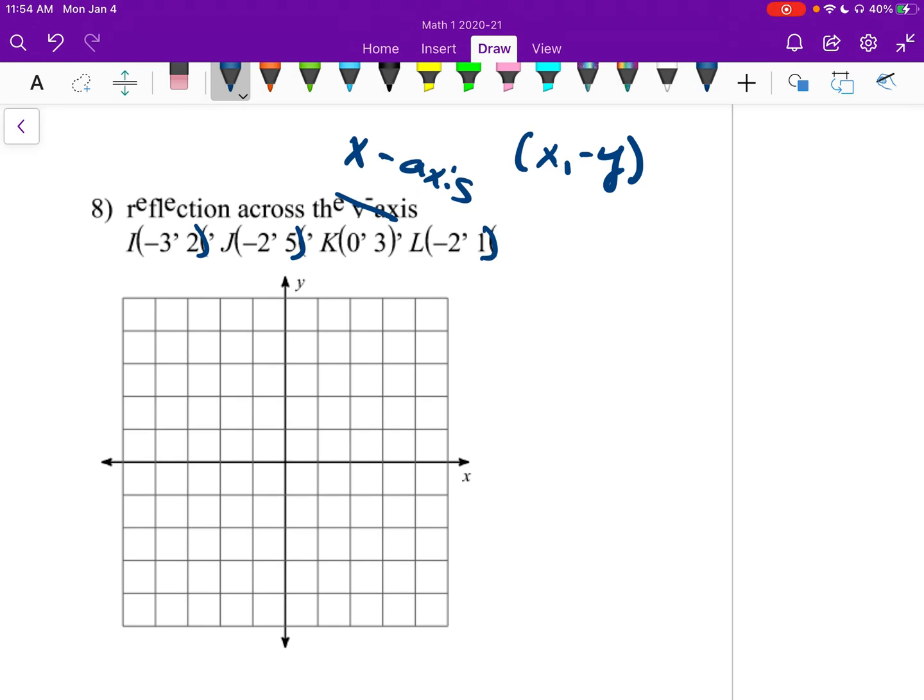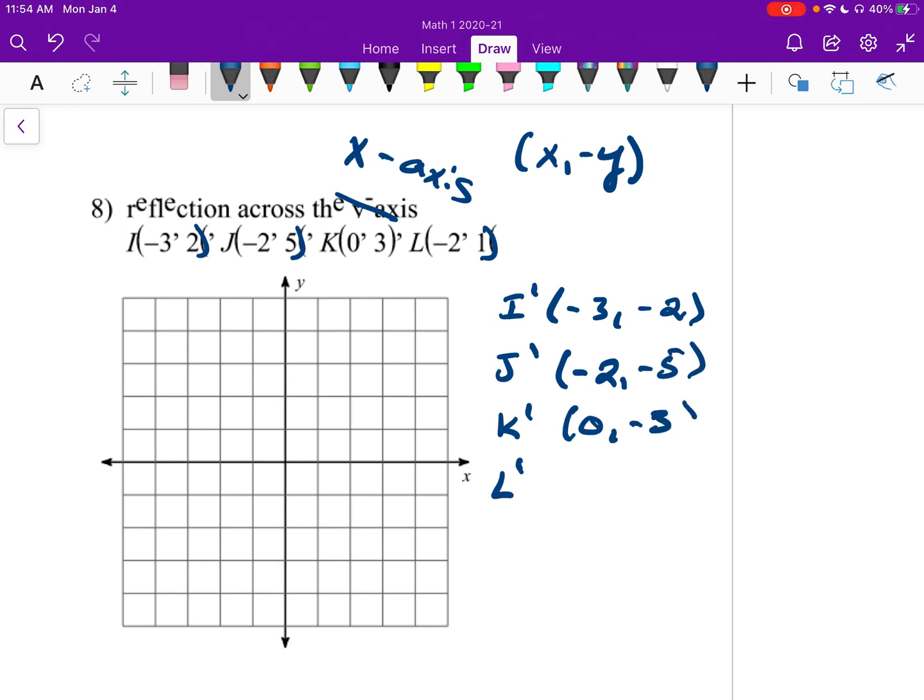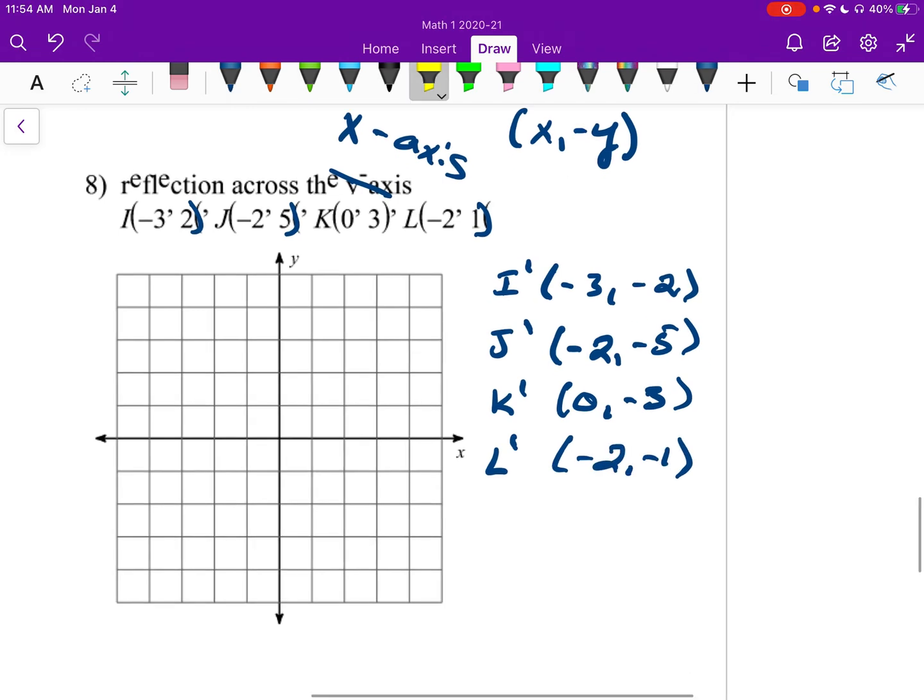So just like the last one, I'm going to write down my primes. So I prime, J prime, K prime, and L prime. My x stays the same, so it'll be negative 3, but my y changes signs, so it'll be negative 2. J will be negative 2, negative 5. K will be 0, negative 3. And L will be negative 2, negative 1. The only thing that changed was the sign of the y, right? They should all be different than the original.